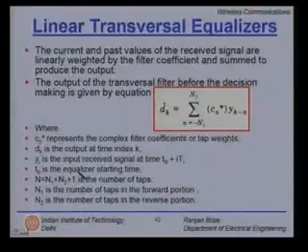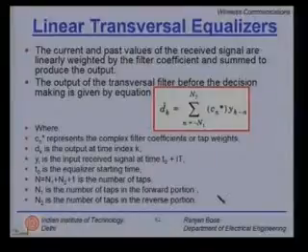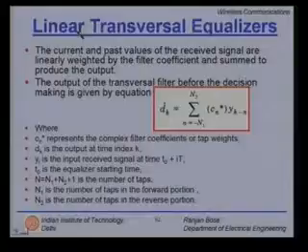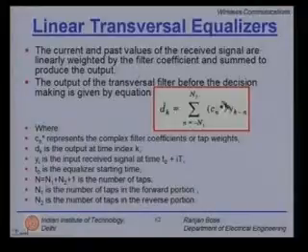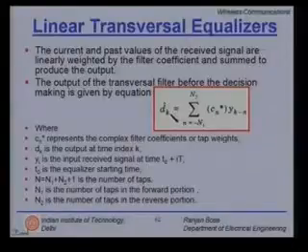What are n1 and n2? n1 is the number of taps in the forward portion, n2 is the number of taps in the reverse portion. So, this sums up the general linear transversal equalizer. How you adjust the weights is a different story. But this should give you, if the weights are correct and optimal, a good estimate of what was transmitted.